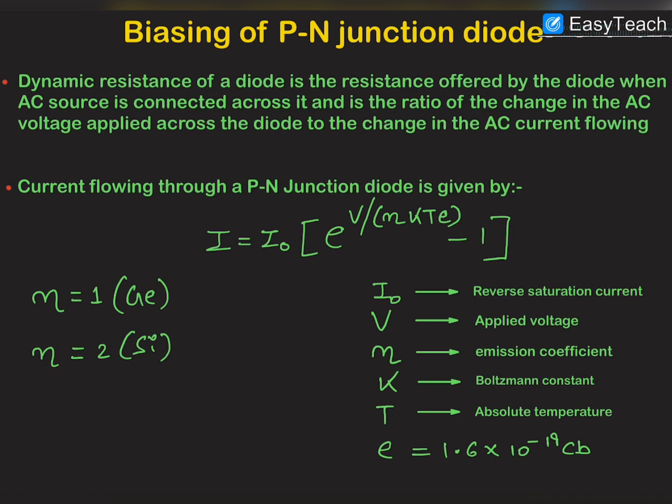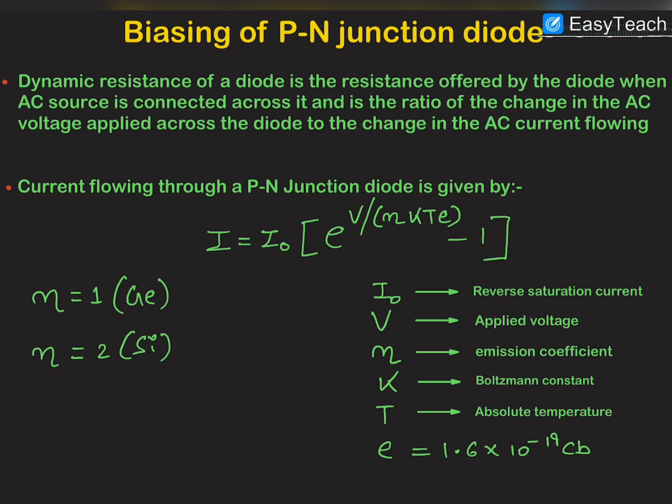And if we talk about the dynamic resistance, then dynamic resistance is actually the resistance offered by the diode when AC current is flowing through the diode. So it is the ratio of a small change in the forward AC voltage to the small change in forward AC current. This is the dynamic resistance. And let me tell you that this dynamic resistance is around 50 ohms to 90 or 100 ohms.